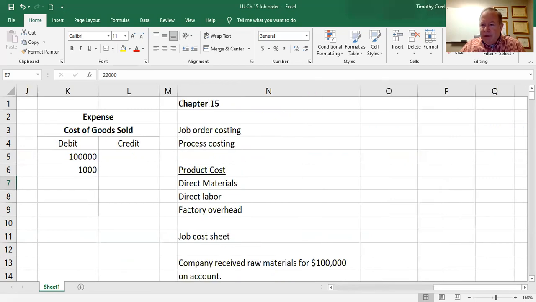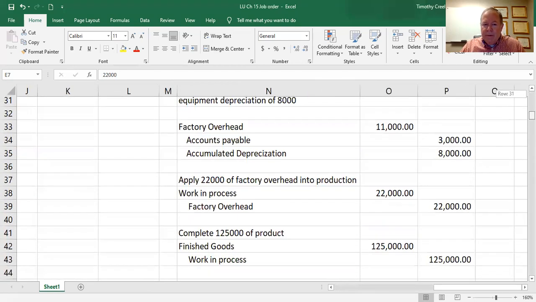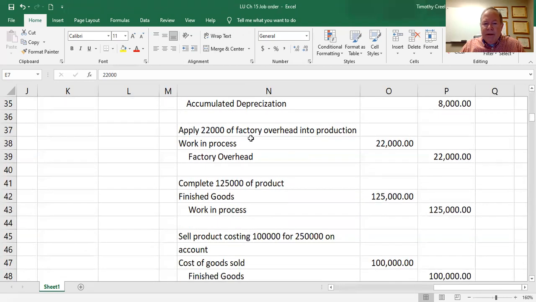And so let's look at our journal entry. We would debit work in process, and we would credit factory overhead. Remember that we debit where it's going, into work in process. We credit where it's coming from, so we credit factory overhead.